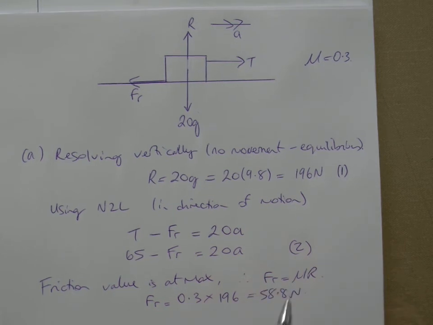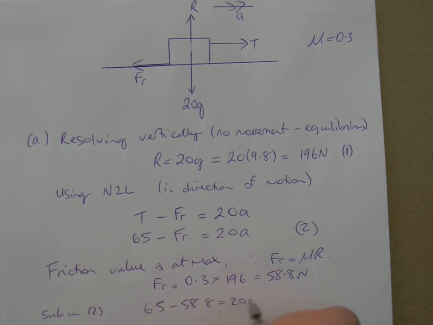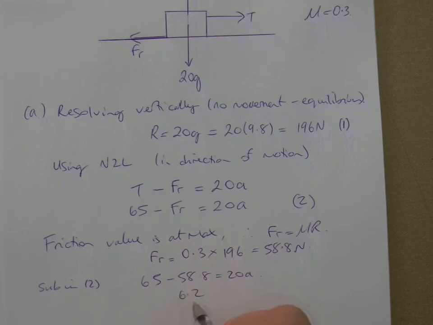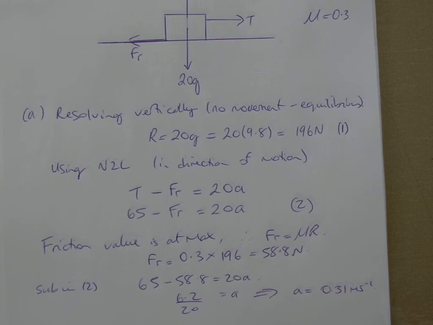So if we sub that into equation 2, we'll work out what A is. We have 65 take away 58.8 equals 20A, and then you can get A. So 6.2 divided by 20 equals A. That implies A will be 0.31 meters per second squared.